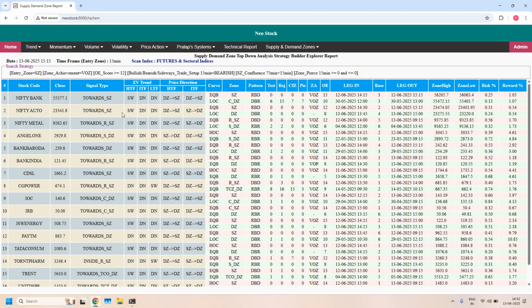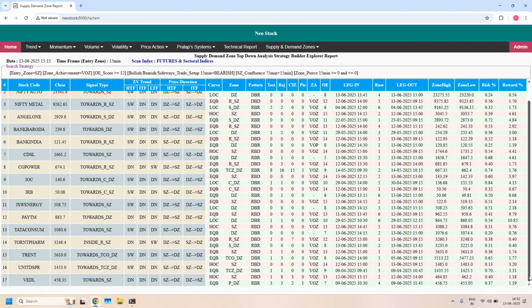Even Nifty Bank is also there. This 15 minutes supply zone overlapped with 75 minutes supply zone. Scrolling the list down. Total 17 stocks are filtered.